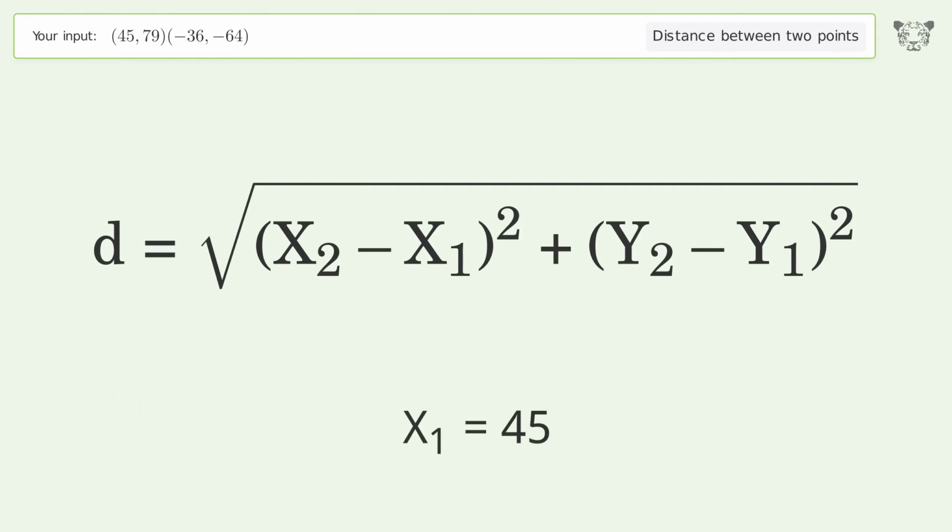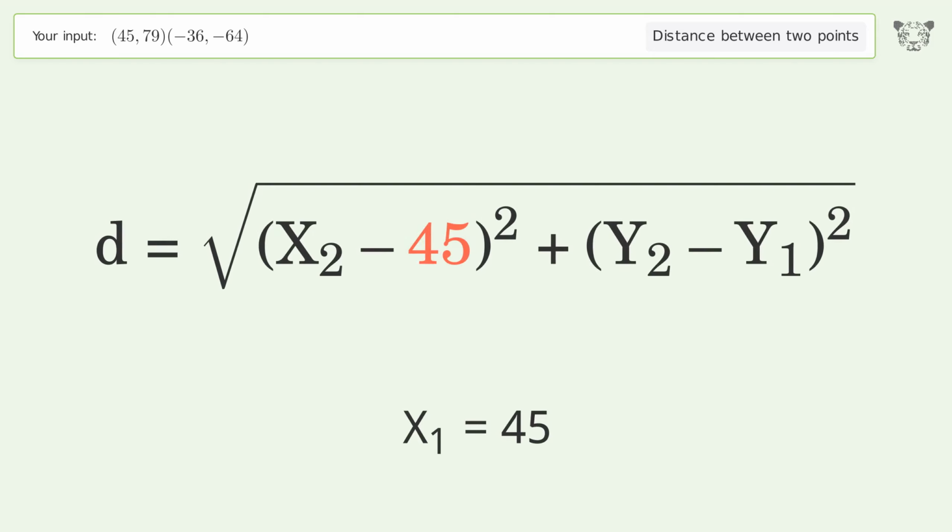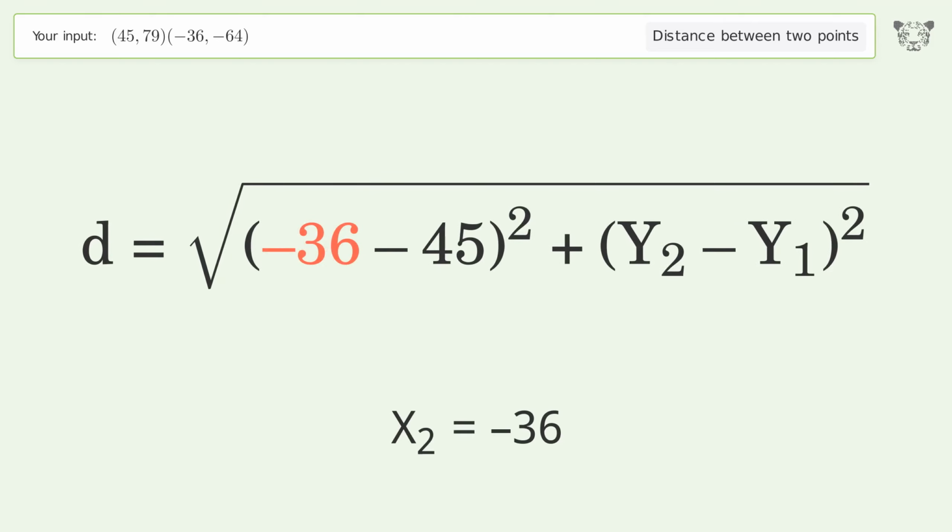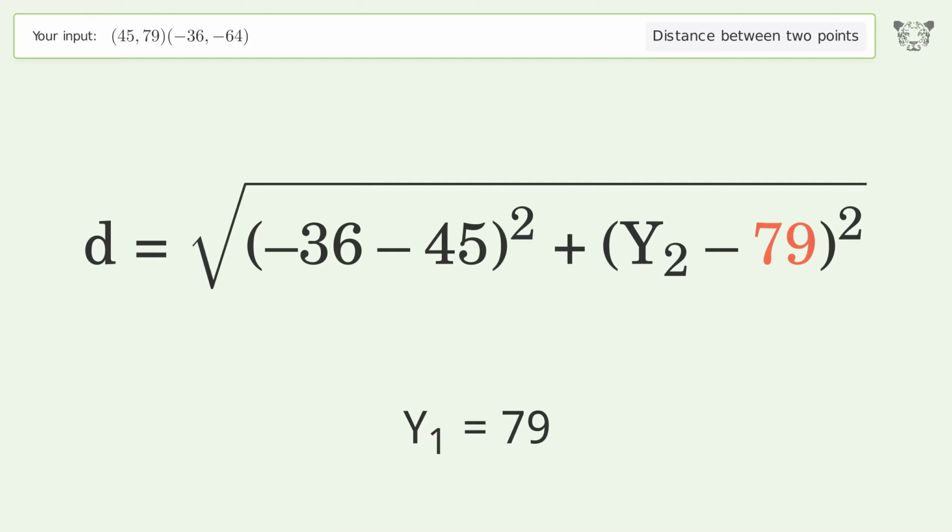x1 equals 45. x2 equals negative 36. y1 equals 79. y2 equals negative 64.